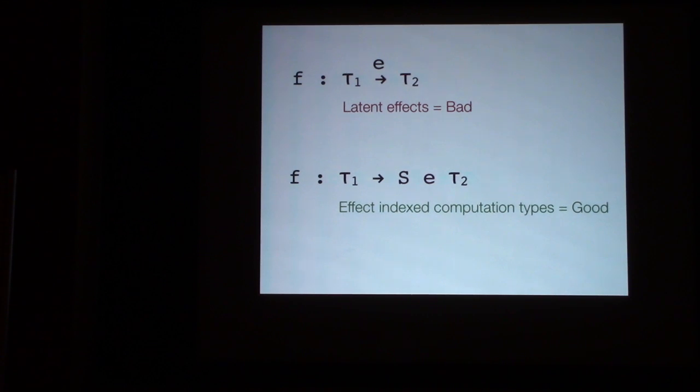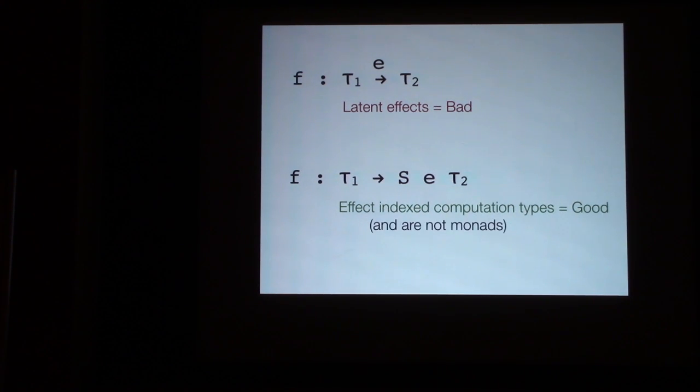I did my PhD on effects, and back then I thought latent effects were a good idea, where you have tau1 to tau2 and you write the effect annotation above the arrow. This is a terrible, terrible idea. I can say that with authority now. The reason is it breaks the notion of substitution. Lambda just means substitution. And isn't that a wonderful thing? You have pure function arrows which are just functions. So with indexed computation types, we retain what lambda means, and then the effect system is just a plugin to what we already have. So indexed computation types are good.